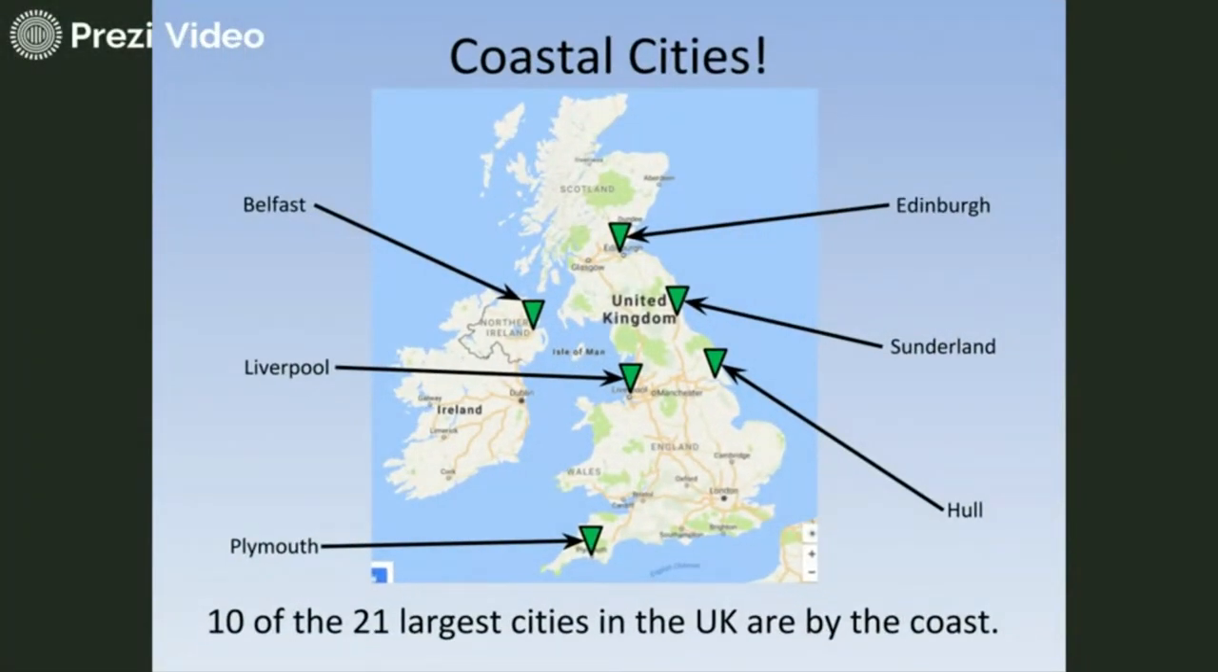Here we have the locations of the 6 cities. And what we can see is that they're all located on the coastlines. And what we actually find is that 10 of the 21 largest cities in the UK are by the coast, and this is a huge number of cities and a large population that sits within a coastal region, and this puts a lot of pressure onto the UK coastline as a whole.